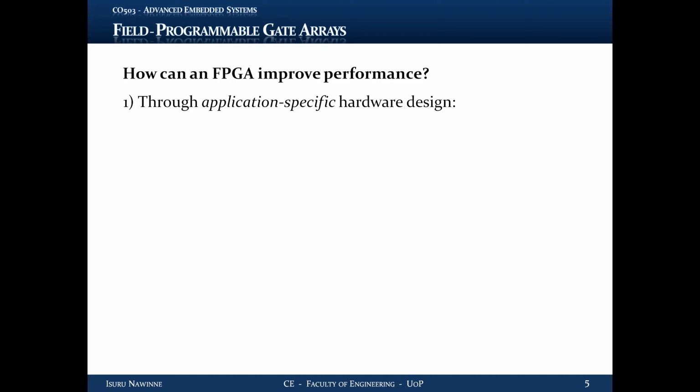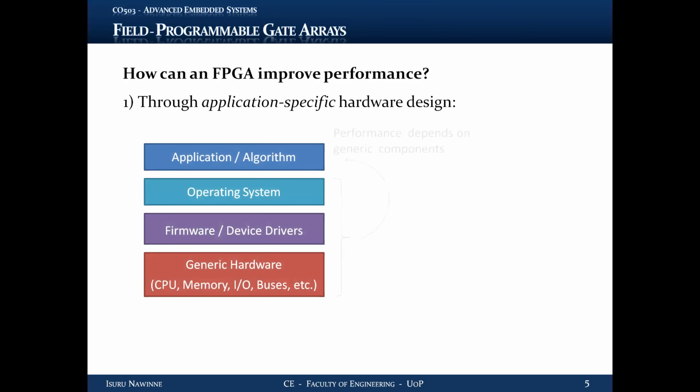So improving performance of some application using FPGA can be done in one of two ways. One is application specific hardware design. In regular general purpose computer systems, you have your general purpose hardware, right? General purpose CPU with memory, input output, interconnects, buses. So you have the generic hardware to support application software. Then on top of this generic hardware, you have firmware or device drivers.